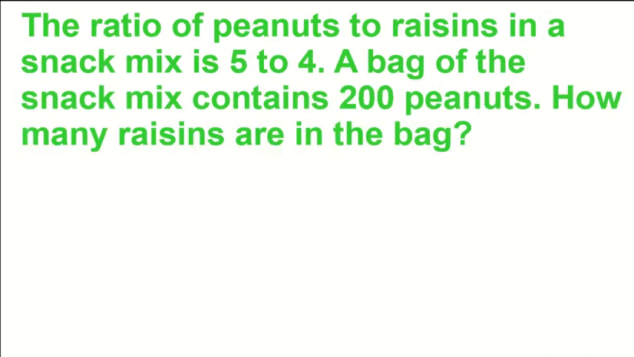All right, we got the ratio of peanuts to raisins in a snack mix is 5:4. A bag of snack mix contains 200 peanuts. How many raisins are in the bag? So get your proportion first and then figure out how many raisins we got.